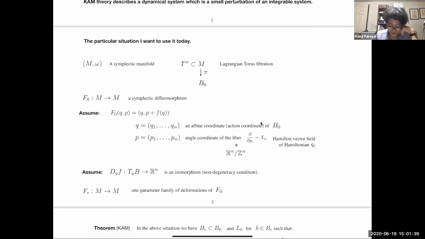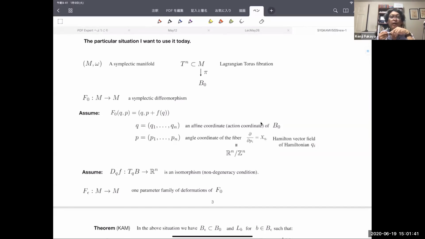So I consider this symplectic manifold, and KAM is a local theory, so it's not about compactness. Suppose that this symplectic manifold is a fiber bundle over B0, and the fiber is a Lagrangian torus. So we consider these Lagrangian torus fibrations. And suppose we have this symplectic diffeomorphism F0, which is of this particular form.